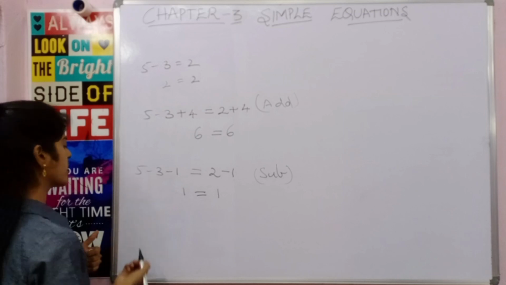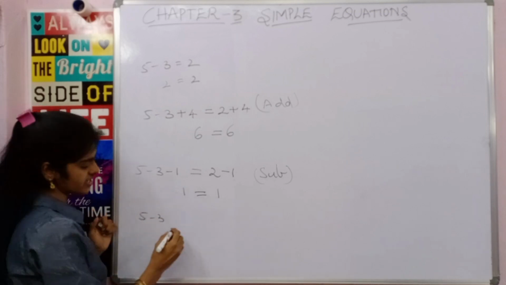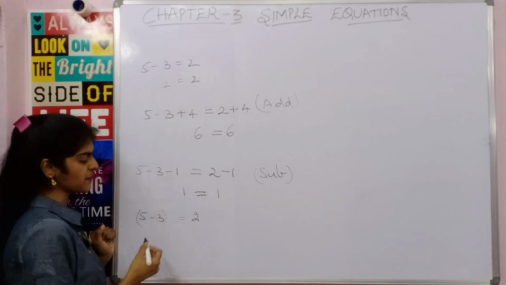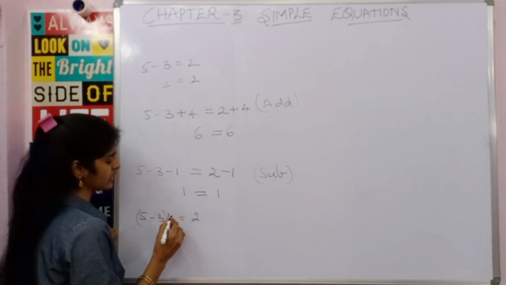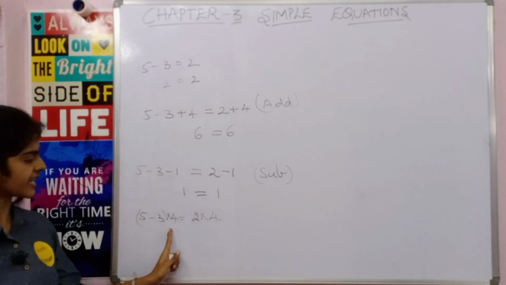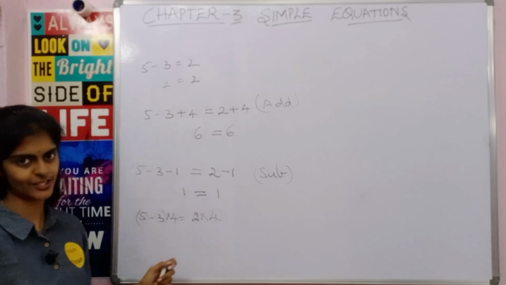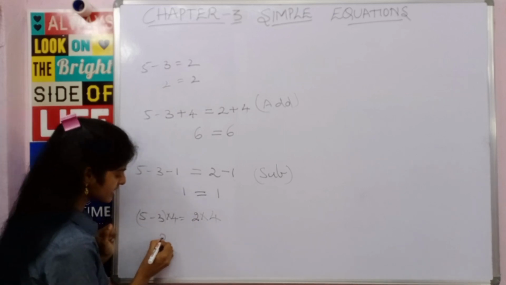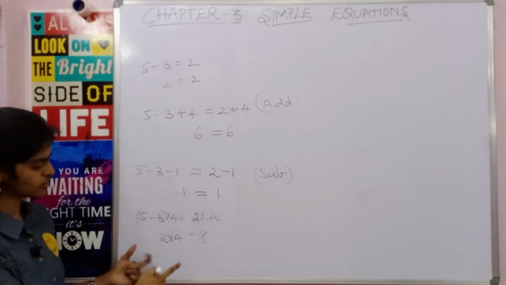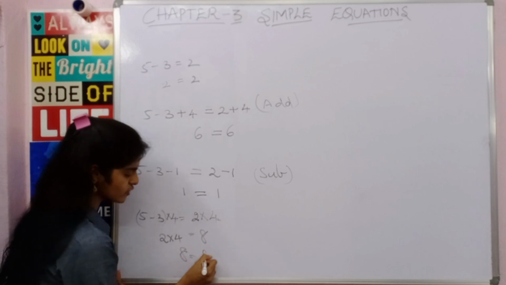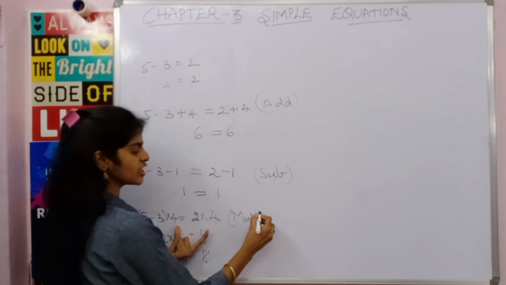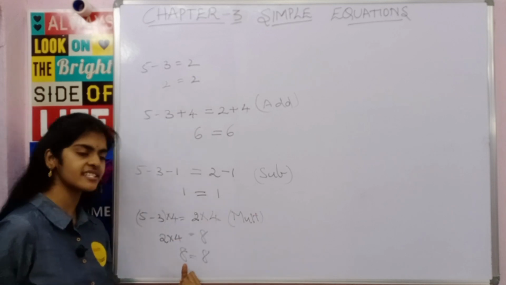Now let us take one more example. 5 minus 3 is LHS and 2 is RHS. So let me multiply the LHS, 5 minus 3, by, say, 4, and 2 also I'll multiply by 4. So I'm multiplying by the same number on both the sides of the equation. Now 5 minus 3 is 2, 2 into 4 is 8. So LHS is 8 and RHS is also 8. When you multiply the same number on both the sides, you still get the same answer. The LHS is still equal to the RHS.